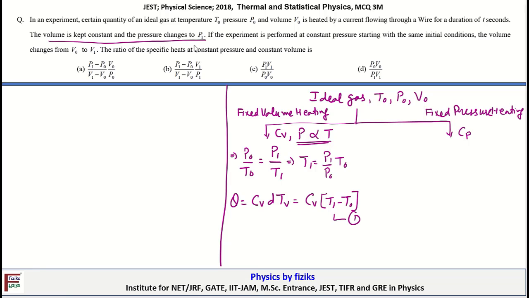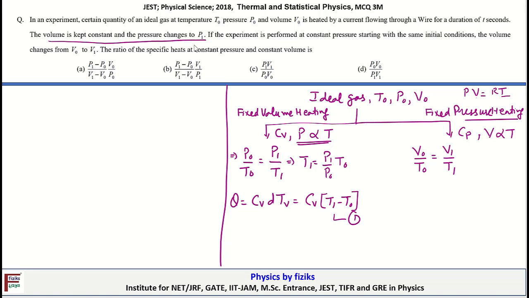Now let's take a look at the second process. It is a constant pressure heating. When P is constant, volume is proportional to temperature. Why? Because for an ideal gas, PV is equal to RT. So when pressure is constant, volume is proportional to temperature. For the initial condition, volume is V naught and temperature is T naught. So V naught by T naught is equal to a constant, which is equal to V1 upon T1.